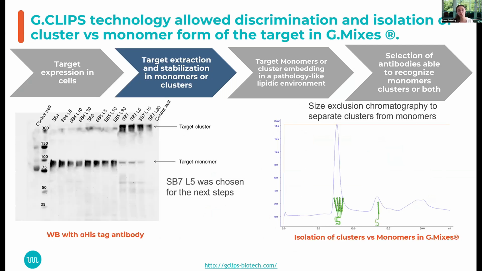Then we prepared the protein and we solubilized the membranes with different J-mixes that we have. The idea was to find J-mixes that would either stabilize monomers or clusters. As you can see, many of them stabilized the monomers, but we also had some of the J-mixes that stabilized the cluster, which was interesting. So we used those to purify first on affinity columns and then to separate monomers from clusters on size exclusion chromatography.